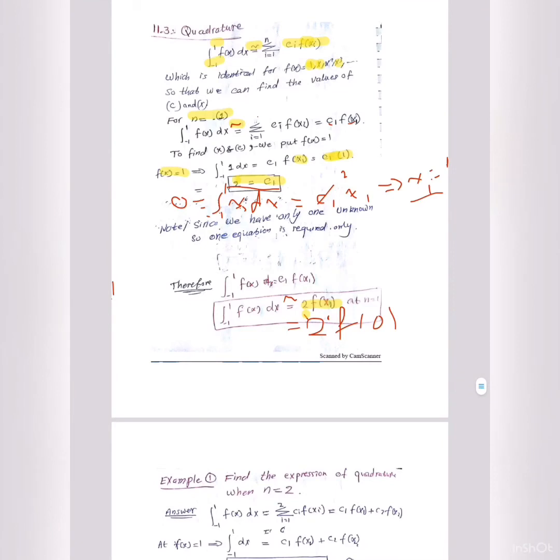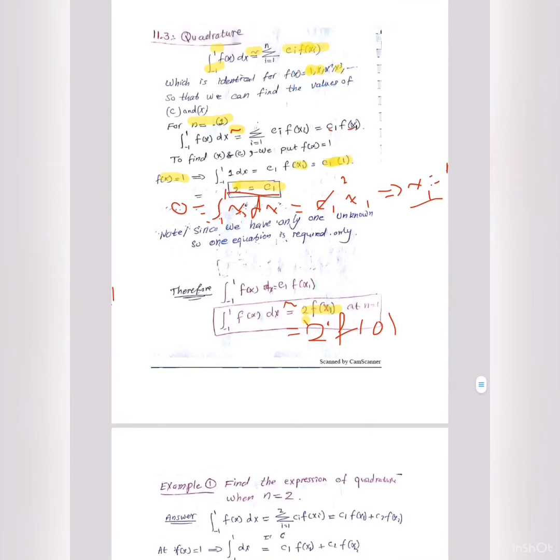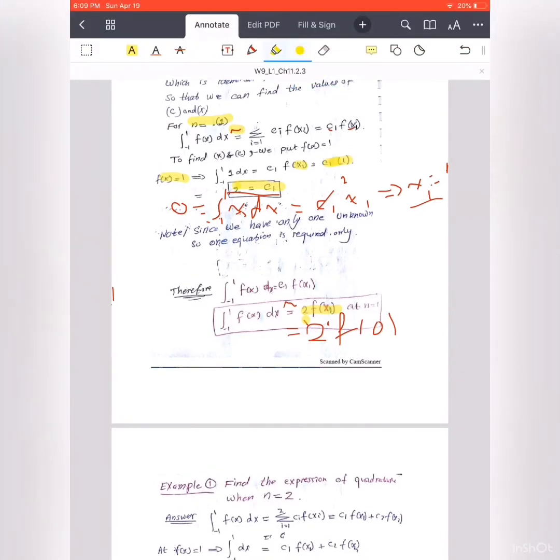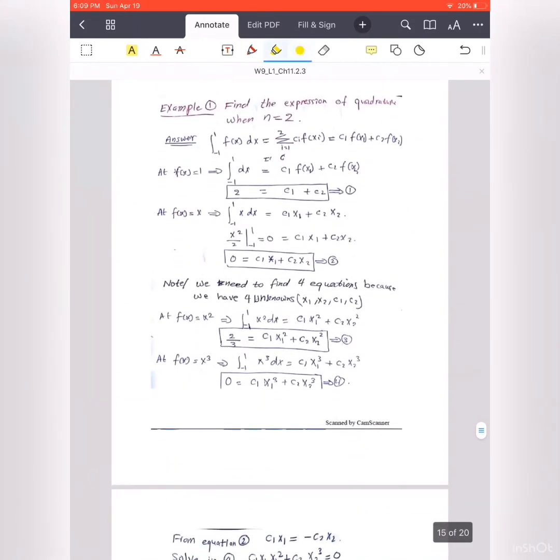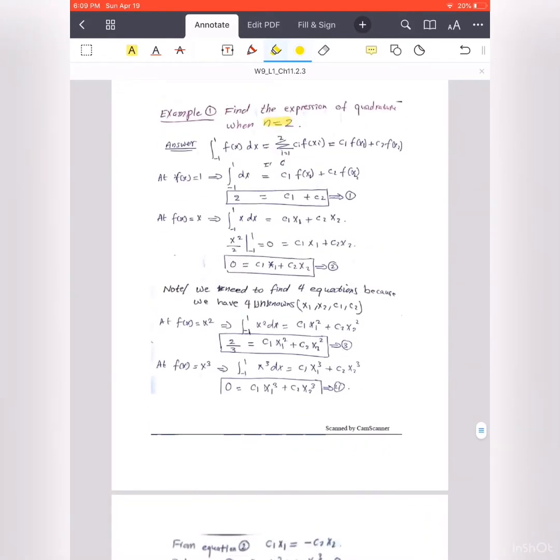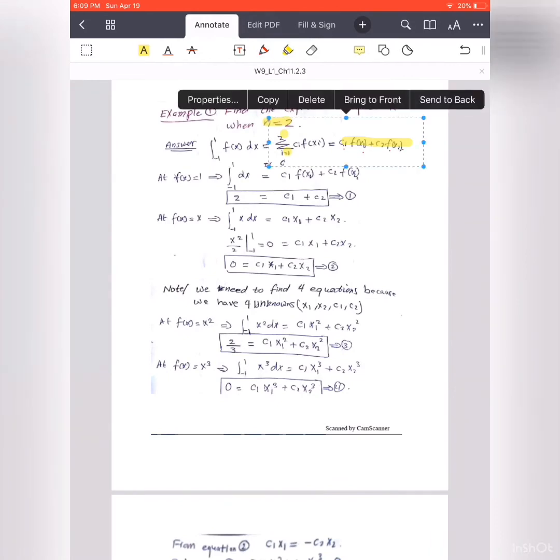Let's go for a more difficult one. N equal 2. Now I would like to repeat, but now N equal 2. How to do it? Well, as before, integration from -1 to 1, and we have the summation from 1 to 2. If you do this one, it means we have this. How many unknowns? Well, there are 4 unknowns, C1, C2, X1, X2. So we can see here they are.